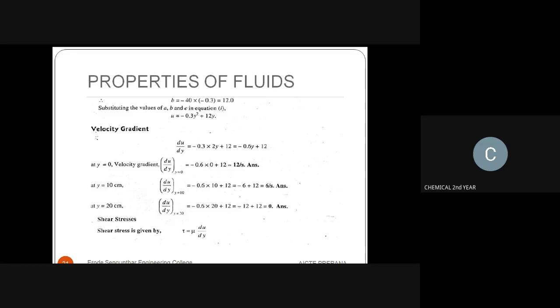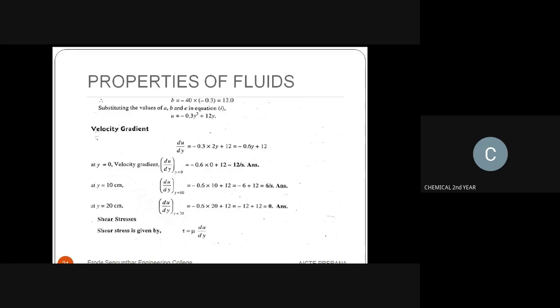So first substitute the first condition. So at y is equal to 0 centimeter, du by dy at y is equal to 0. So instead of y, you need to substitute 0. So minus 0.3 into 2 into 0 gives 0. So minus 0.6y plus 12. So minus 0.6 into 0 plus 12. So you will be getting 12 per second.